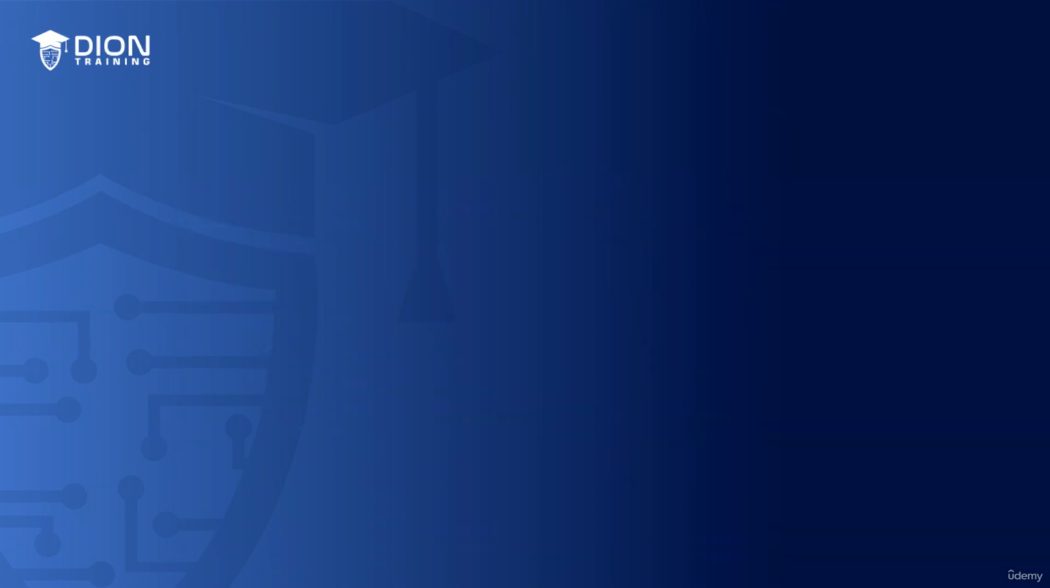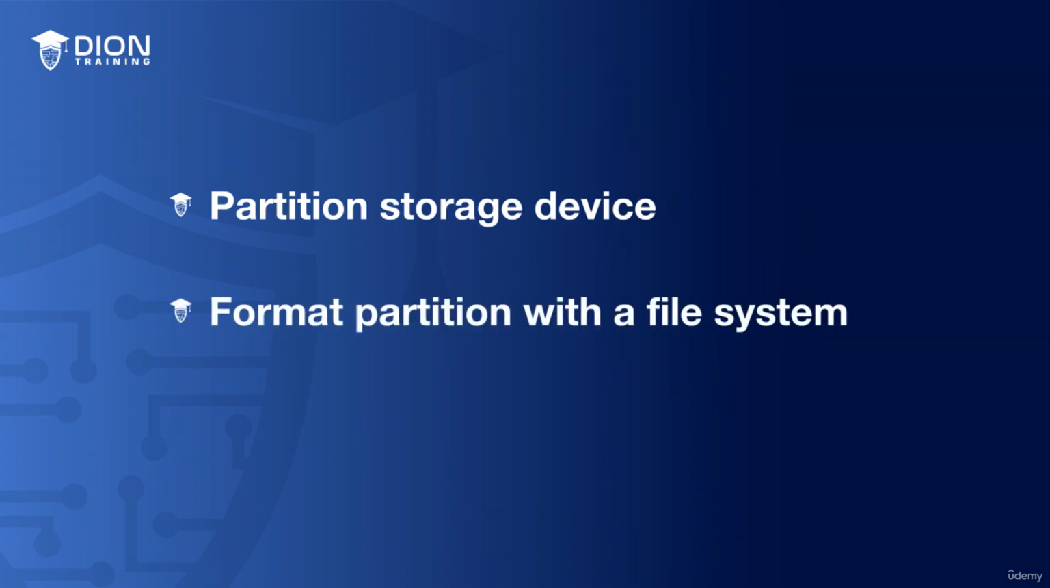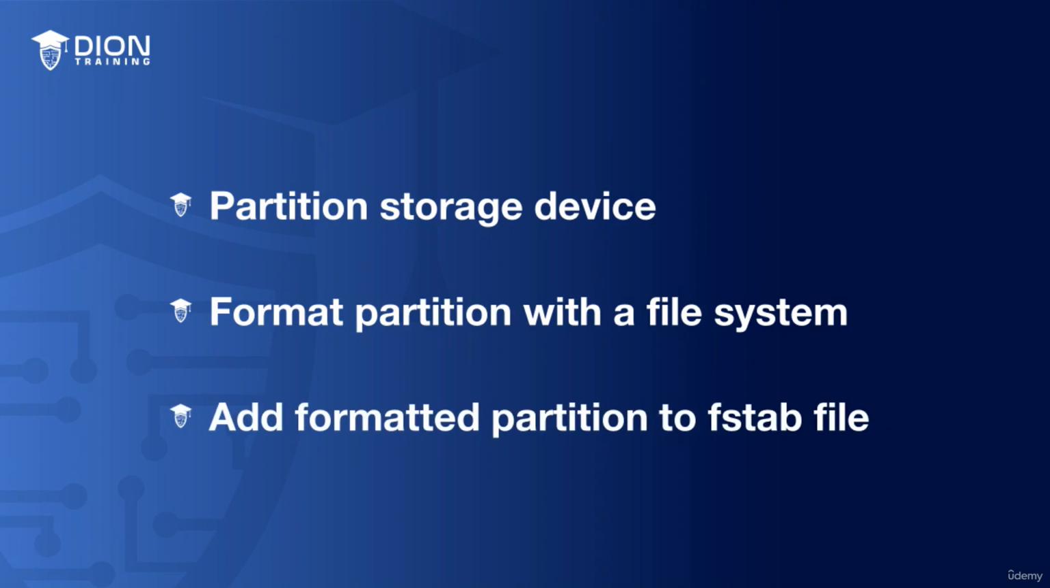Now, as we've talked about all these different utilities, the overall process of setting up storage devices for use on Linux machines includes just a few key things you need to do. First, you need to partition the storage device using a tool like fdisk or parted. Then, you need to format the partition using a file system, and this will be done using something like mkfs or the make file system tool. Then, you need to add the formatted partition to the fstab file so it can be configured by the system to run at boot up.